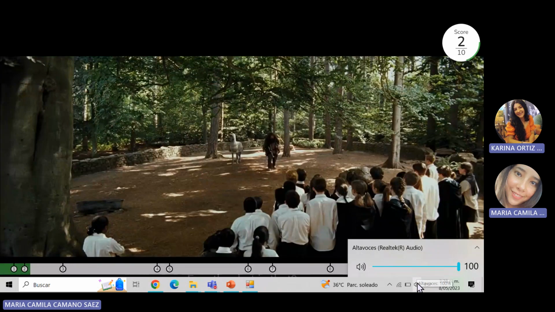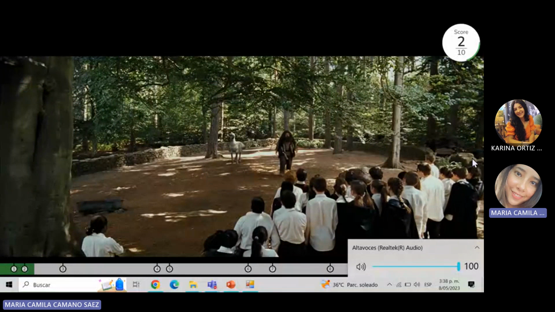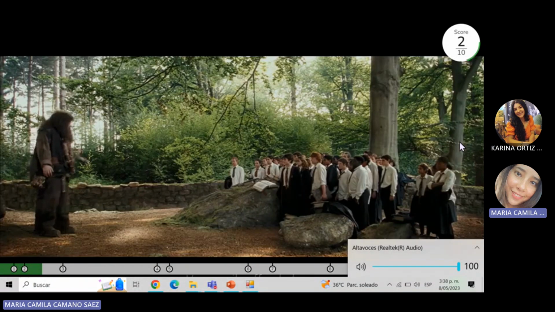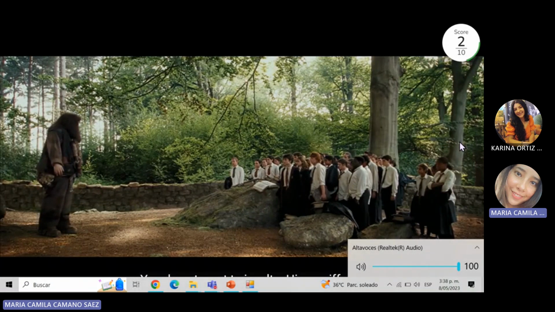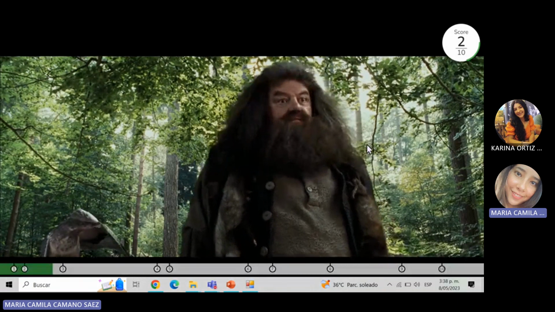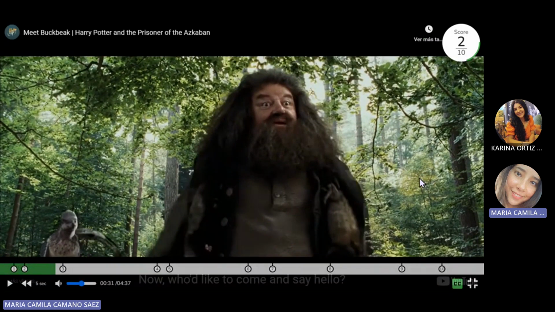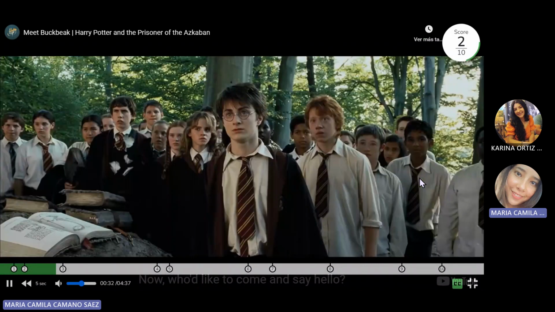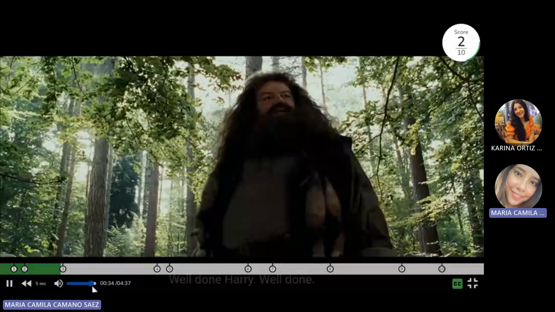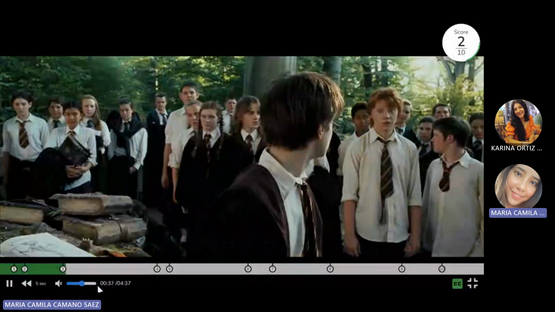What is that? That, Ron, is a hippogriff. First thing you want to know about hippogriffs is that they're very proud creatures, very easily offended. You do not want to insult a hippogriff. It may just be the last thing you ever do. Now, who'd like to come and say hello? Well done, Harry. Well done.